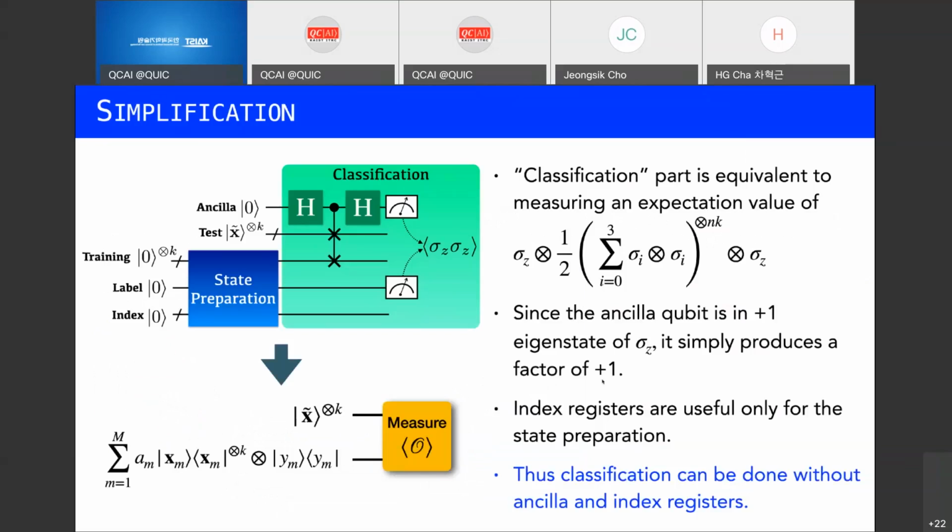Just to briefly tell you about this slide: this classification consists of some gates followed by a 2-qubit measurement. But this whole classification step could just be thought of as measuring a specific observable on the test data, training data, and the label qubit. So we can really simplify this scheme further if we are given an oracle that generates this data set.